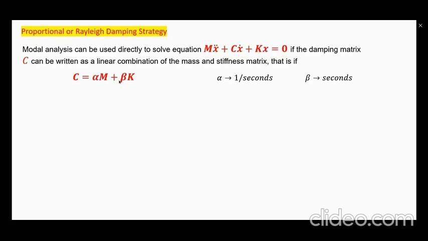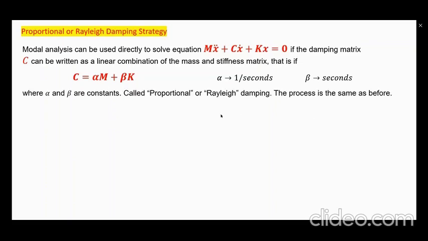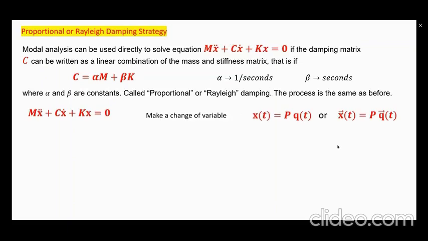Alpha and beta are constant, and M and K you have. The unit of alpha is 1/second, and the unit of beta is second. So this is just a comment. If we have C like that, we are guaranteed that the whole system of the two equations can be decoupled from each other with the same transformation.